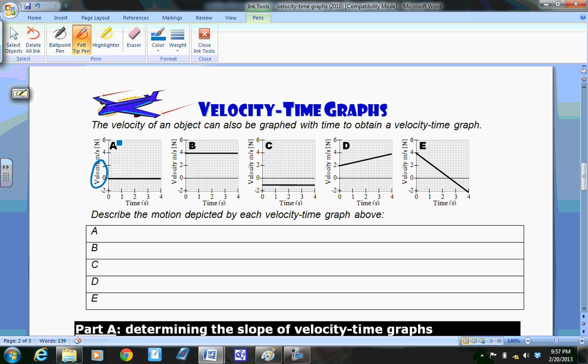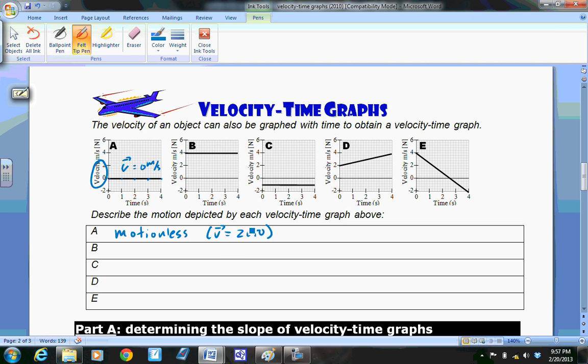For example, for vehicle A, you can see that at 0 seconds the velocity is 0. At 1 second the velocity is 0, 2 seconds it's 0, 3 seconds it's 0, and 4 seconds it's 0. During this entire time, the velocity of this object is 0 meters per second. In other words, it's motionless. We can describe this object, A, as being motionless. It has no velocity. So the velocity is 0.